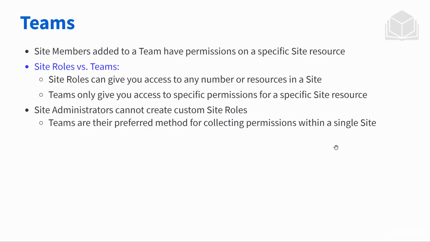Within sites, we have something called teams, and site members can be added to a team to have permissions on a specific site resource. So you're probably wondering, what are the differences between site roles and teams? Well, site roles can give you access to any number of resources in a site, while teams only give you access to specific permissions for a specific site resource. To put things in perspective, site administrators are not able to create custom site roles. However, they can manage permissions for site members who exist in teams dedicated to the site.